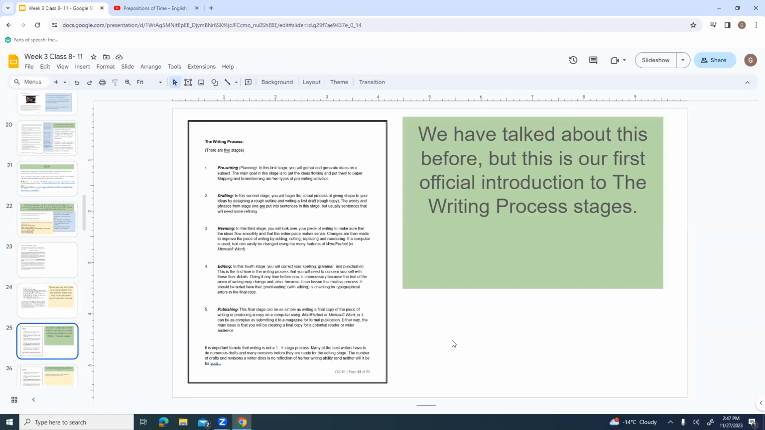I have no idea why they've left it so late, because right from the beginning, the assignments have asked you to do a rough copy. That's why I've been talking a lot about brainstorming and drafting and revising, because right away we're marking you on it. So it bothers me that they left it so late, which is why I introduced it earlier. But this is the first official introduction to the writing process.